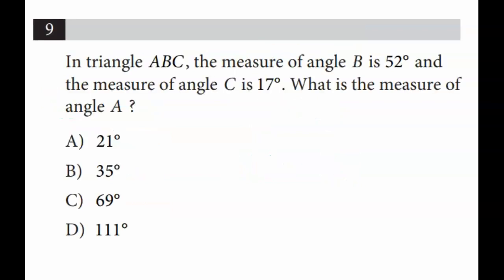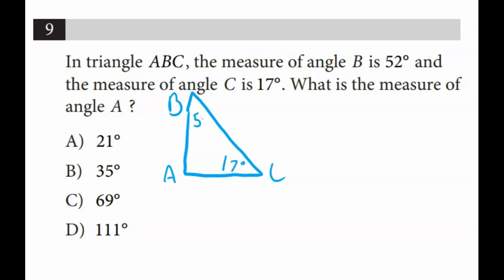All right, number 9. In triangle ABC, the measure of the angle B is 52 degrees, and the measure of angle C is 17 degrees. What is the measure of angle A? So when I see these, I always like to draw them out. So we have A, B, C. And maybe this is misleading because I don't think it's going to be a right triangle, and I'll show you why. So we have 17 degrees, we have 52 degrees.